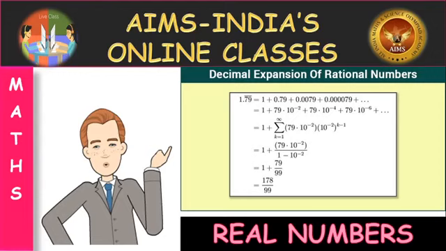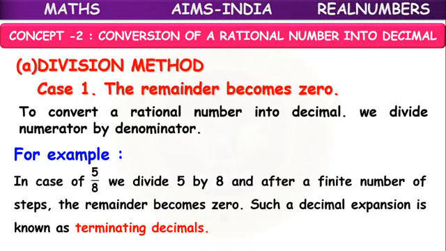Today from mathematics subject, real numbers topic we are going to continue. So today's concept is the conversion of a rational number into decimal. First we can convert a rational number into decimal by the division method.